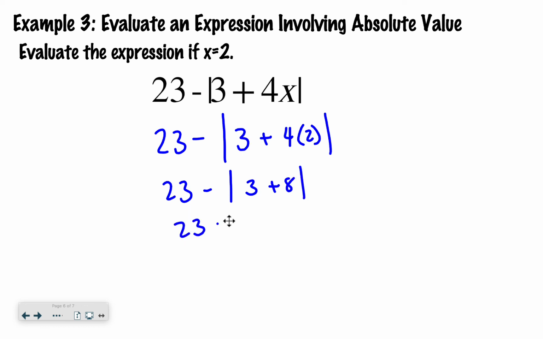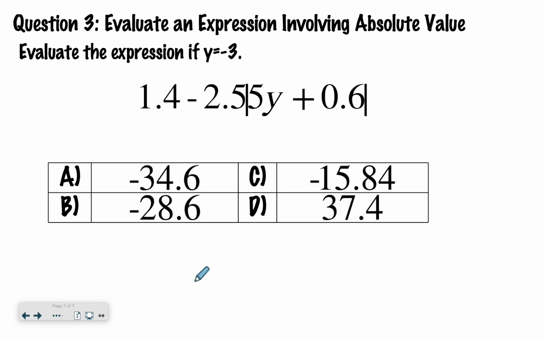So 23 minus the absolute value of 11. The absolute value of 11 is just 11. So 23 minus 11 is 12, okay? And the last one is for you to do, okay? Evaluate the expression if y equals -3. Feel free to use a calculator on this. One little hint, the absolute values kind of function like the parentheses. So you'll want to simplify what's inside your absolute value first, and then you're going to multiply with this number right out here. Okay, good luck.